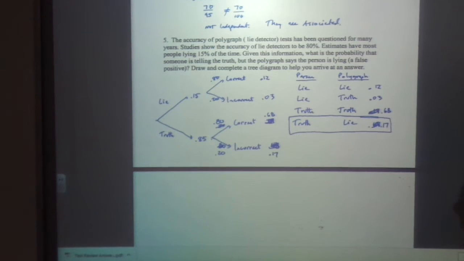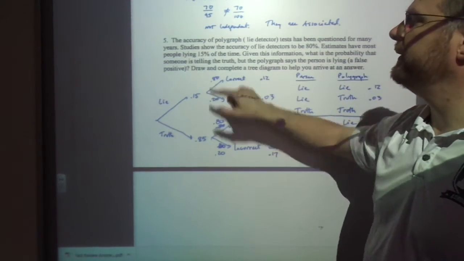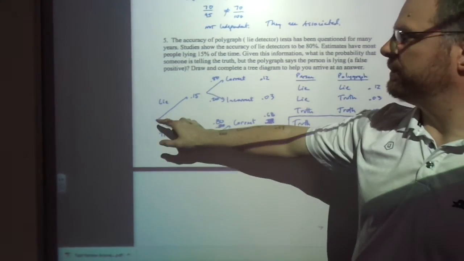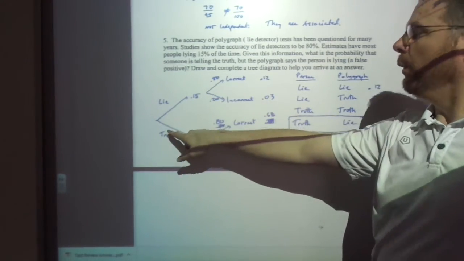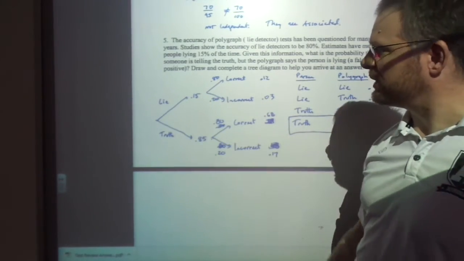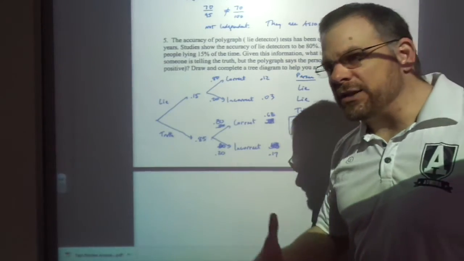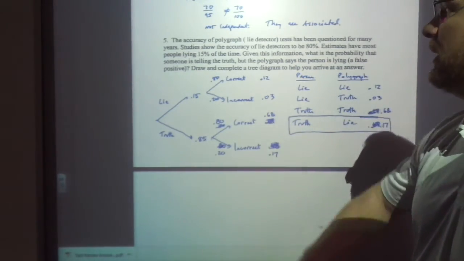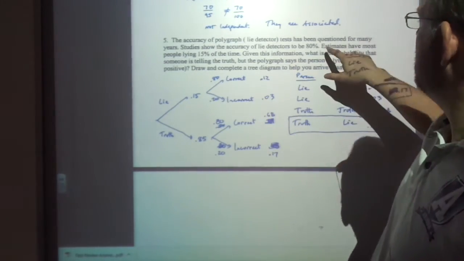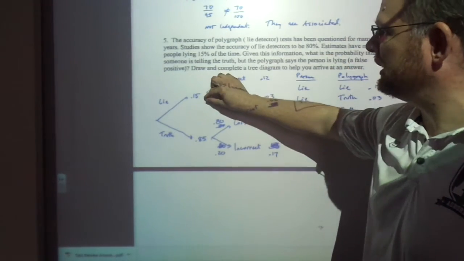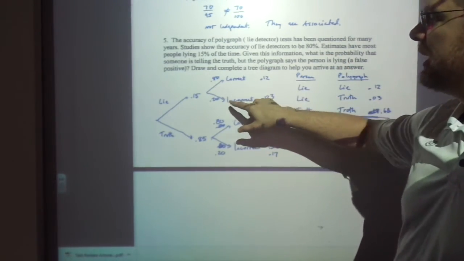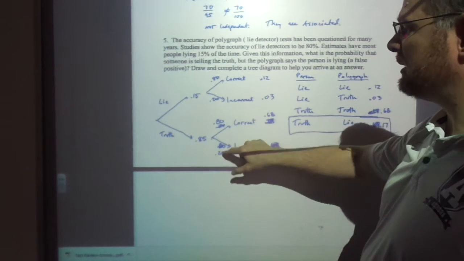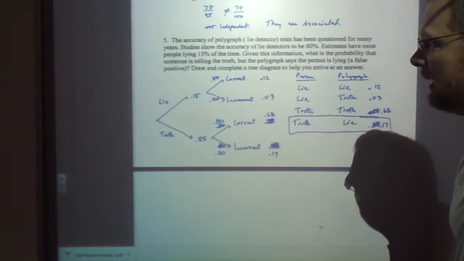It says that people are lying 15% of the time. So maybe this is the person lies 15% or the person tells the truth 85%. But then the device will either be correct or incorrect. And it'll be correct 80% of the time. So it'll be correct 80%, incorrect 20, or 80 correct, incorrect 20.